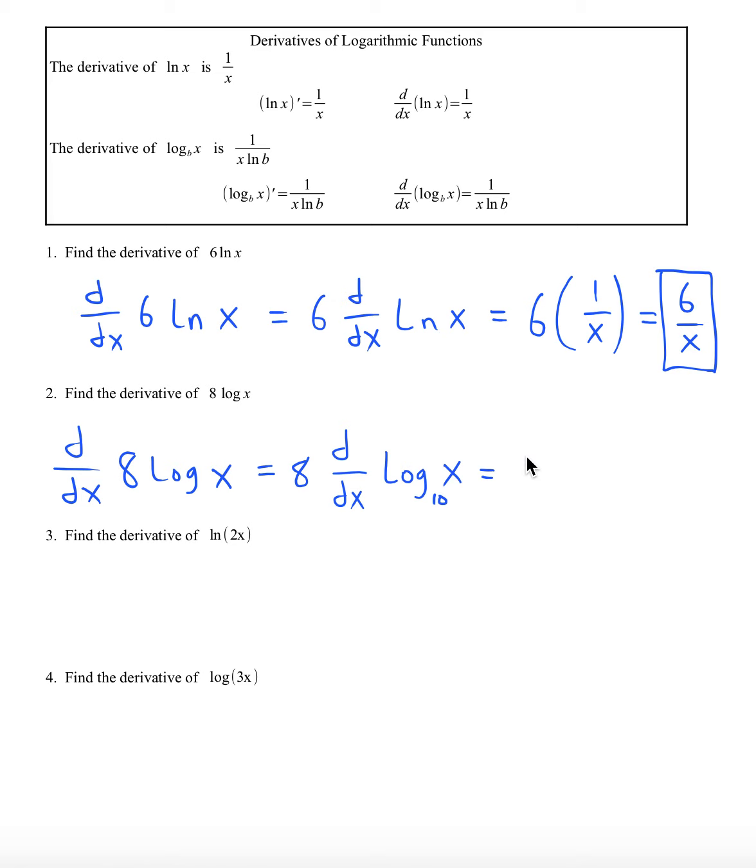And so what I'm going to want to do here is use the rule above, and we'll use a b of 10. So it's going to be 1 over x ln 10. Now we can bring our constant back in, and we'll get 8 over x ln 10.